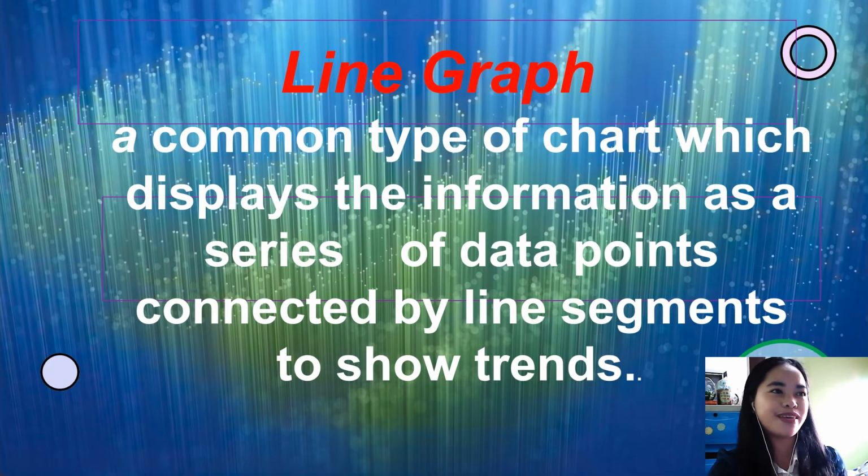We also have here the line graph. When we say line graph, it is a common type of chart which displays the information as a series of data points connected by line segments to show trends. So it shows trends. So let's take a look at the following example.